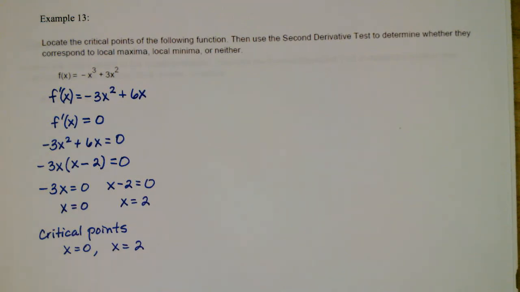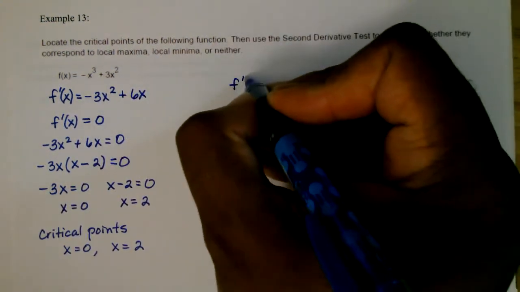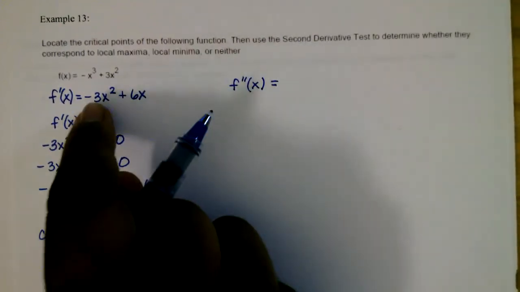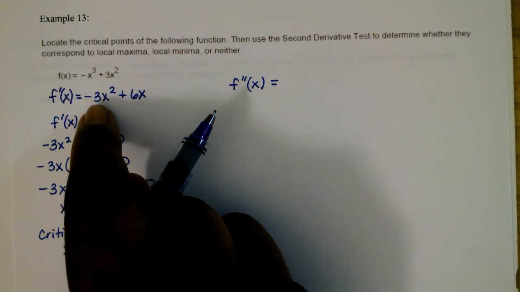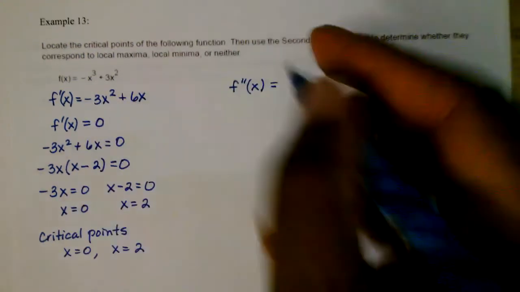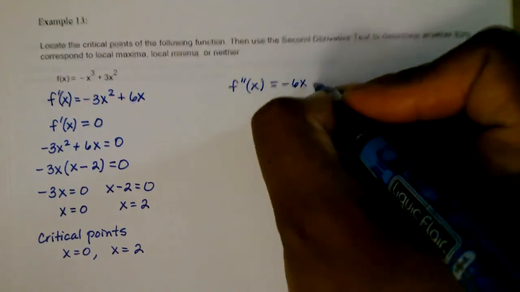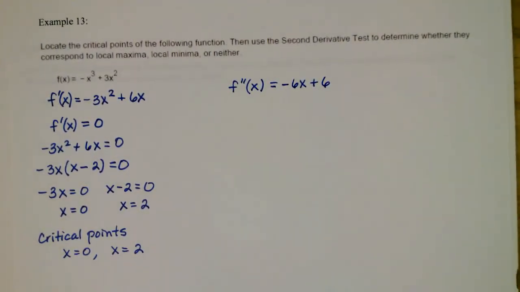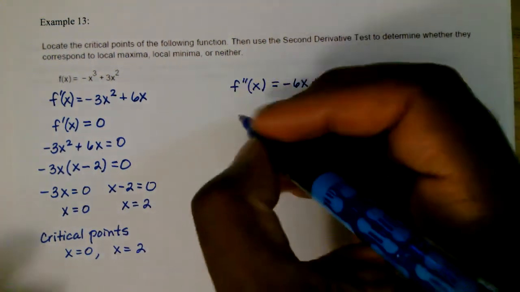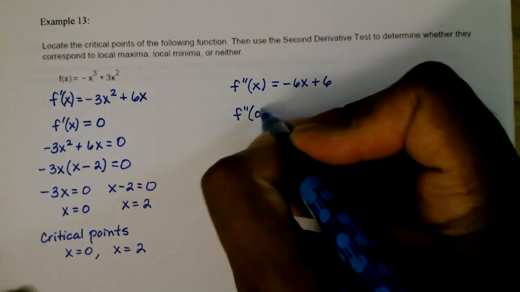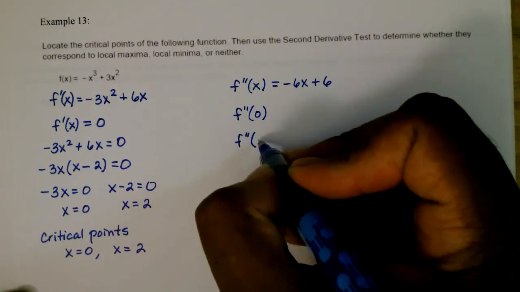Okay, now we're going to use a second derivative test to determine whether they correspond to a local maxima or local minima, or neither. This is where we take the second derivative. We look at f prime of x, which is negative 3x squared plus 6x. So its derivative will be, let's see, negative 6x plus 6. Okay. Now we're going to substitute our critical points into f double prime of x. So we're going to find f double prime of 0 and f double prime of 2.